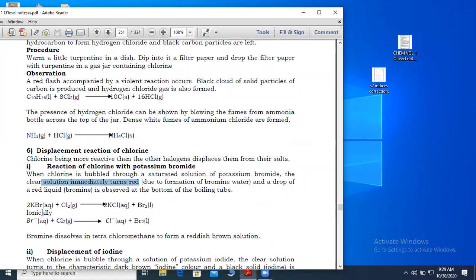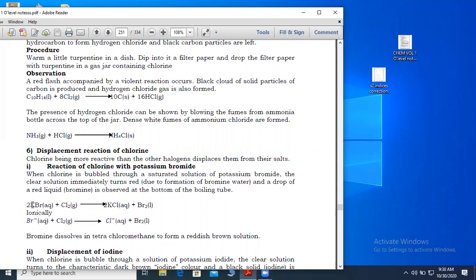So the observation is the colorless solution turns to red, and a drop of red bromine is observed at the bottom of the boiling tube.